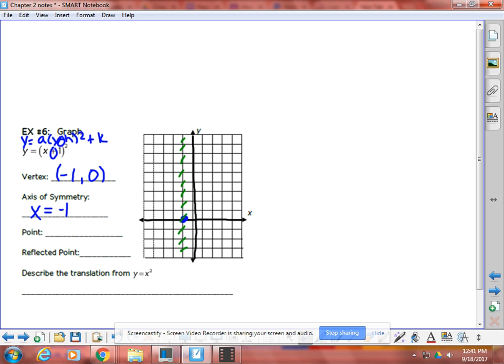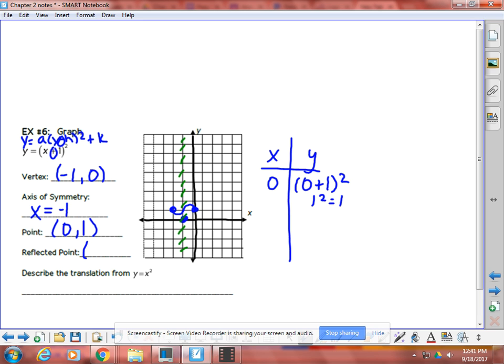So we're going to plug in a point. When I'm picking points, I want to go 1 to the right of it. So 1 to the right of this is 0. When I put 0 into the equation, I get 0 plus 1 quantity squared. That gives me 1 squared, which is 1. So that's the ordered pair over 0, up 1. Then I want the reflected point. I'm 1 away, so I'm going to go 1 this way. And that's the point negative 2, 1.